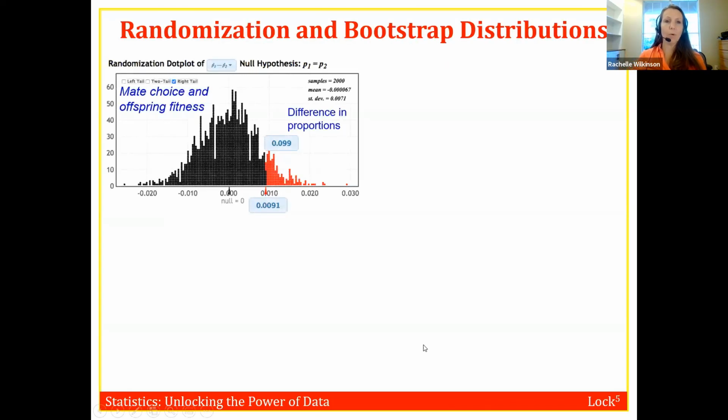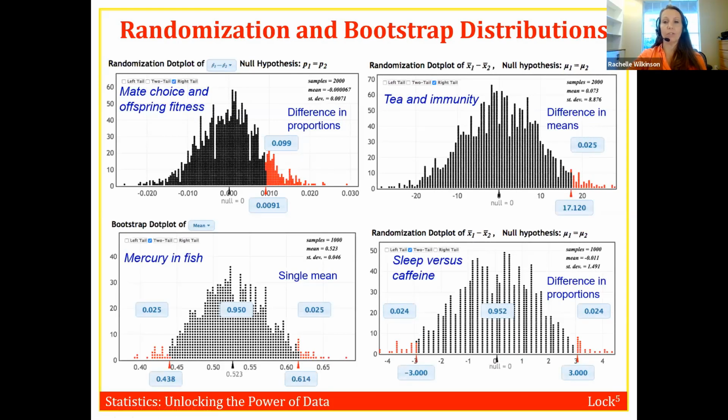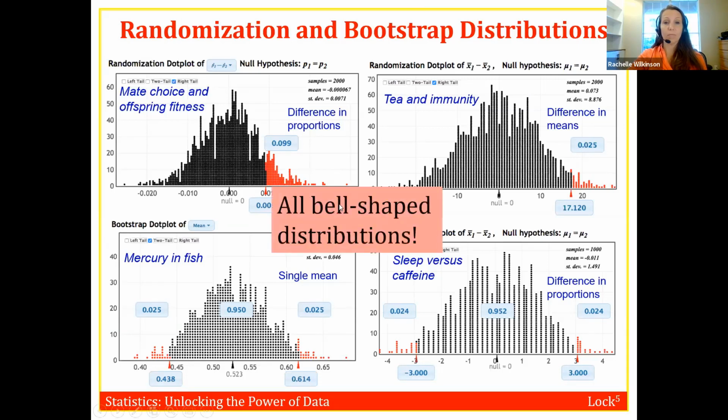All right, so up to this point, we've used randomization distributions to do hypothesis tests, and we've used Bootstrap distributions to do our confidence intervals. Here are a few of the different Bootstrap and randomization distributions that we've looked at. You've probably noticed something similar about all of them. What seems to be in common with all these different distributions? Yeah, they're all bell-shaped. They all seem to have that same characteristic bell shape, and we've just been calling it a bell-shaped distribution up to this point.